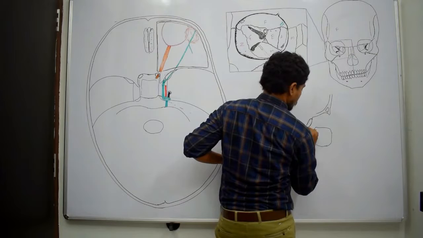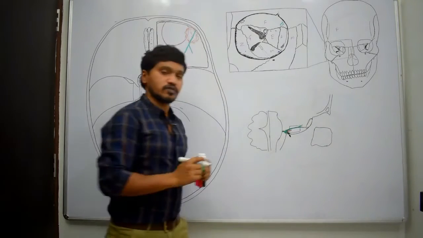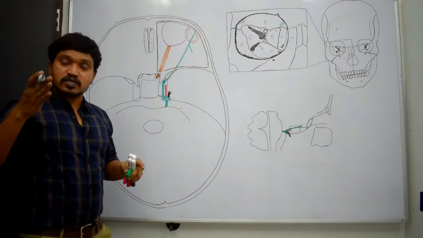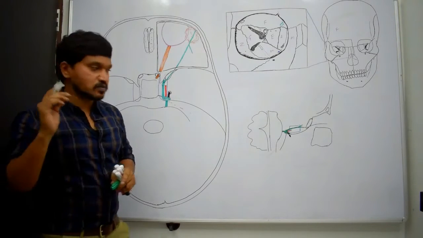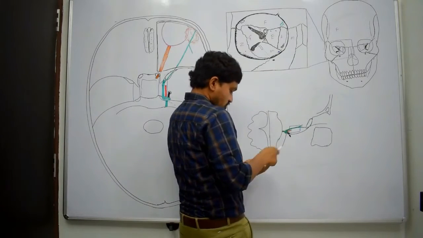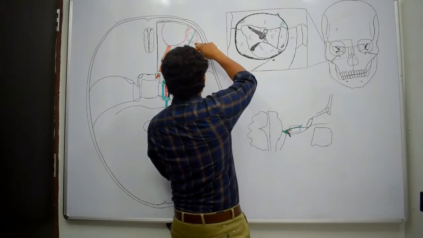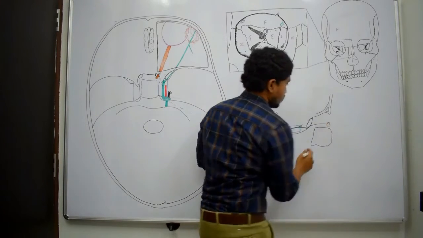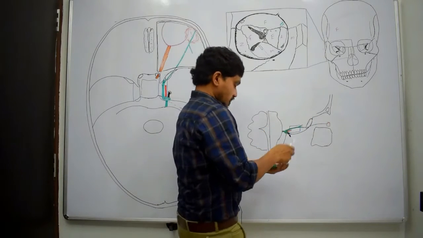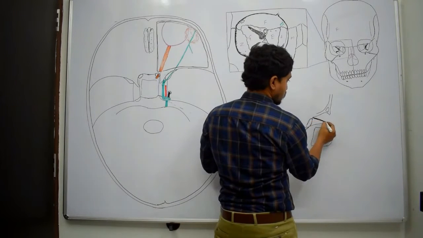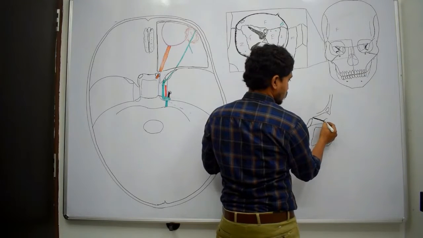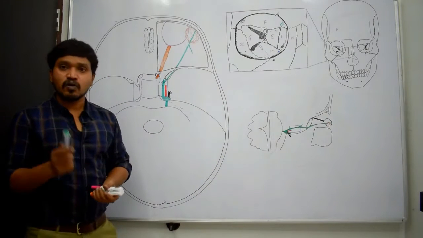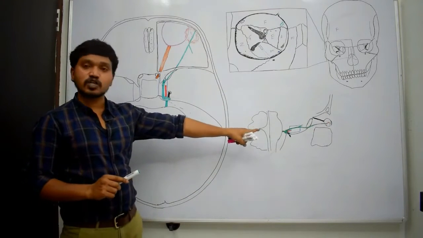This lacrimal nerve, after passing through the superior orbital fissure, enters the orbit, passing superficial to the lateral rectus muscle, and somewhere here you can find a gland. What is this gland? Lacrimal gland. I didn't draw the eyeball. The eyeball will be present here. This is the optic nerve, and here the eyeball. This is the lacrimal nerve. Now we have to see the communicating branch from the zygomaticotemporal nerve.